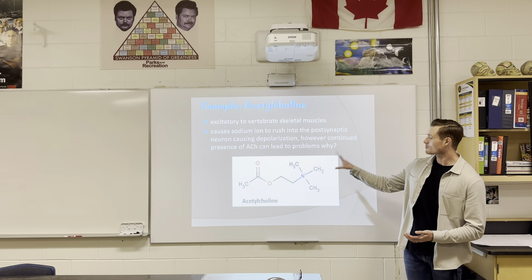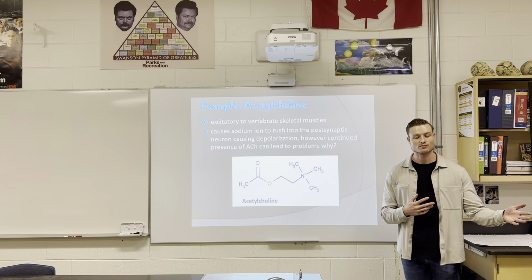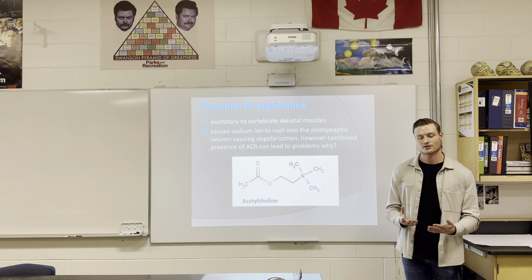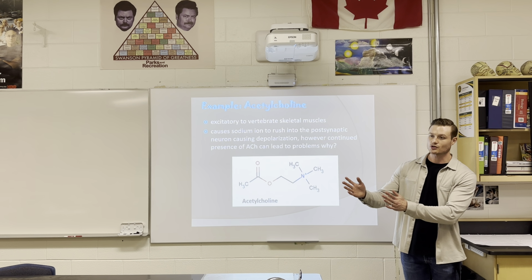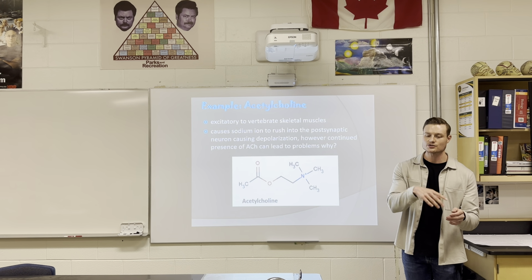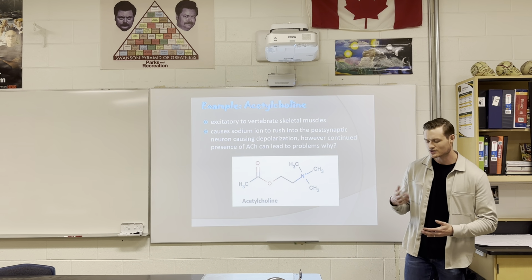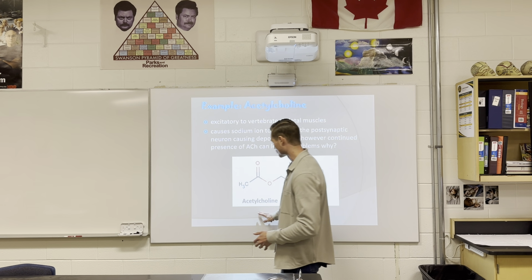So acetylcholine would cause a depolarization in the neurons required to fire up muscle movement. So it's an excitatory neurotransmitter. Acetylcholine would diffuse across the synaptic cleft, bind to sodium channels, open those sodium channels, and then create a depolarization. So it's an excitatory neurotransmitter.